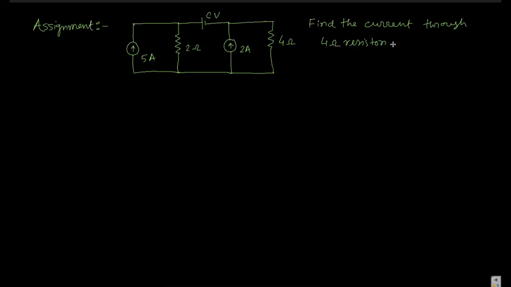ऊपर और डीसी वोल्टेज कितना दिया हुआ है? ऊपर 6 volt. This is the 6 volt. 6 volt DC.